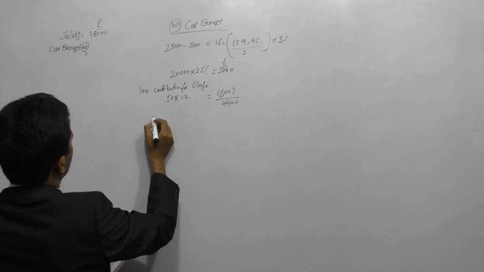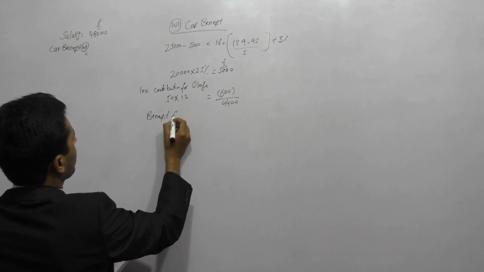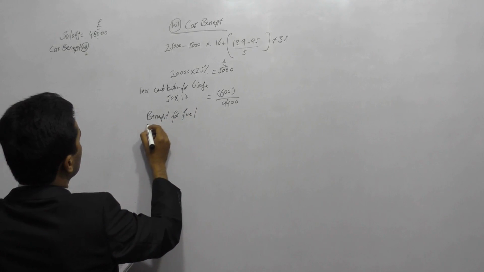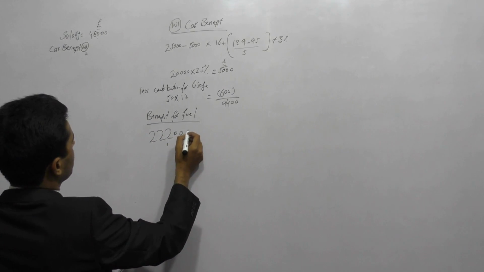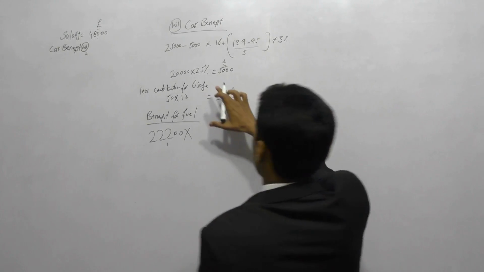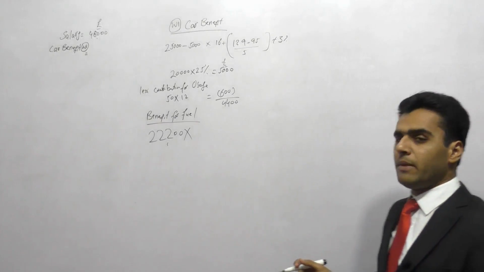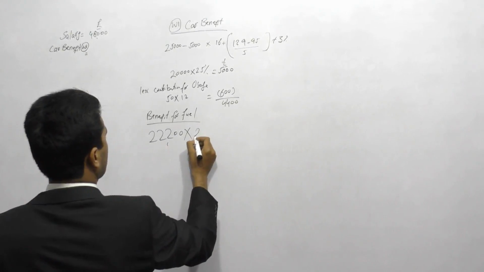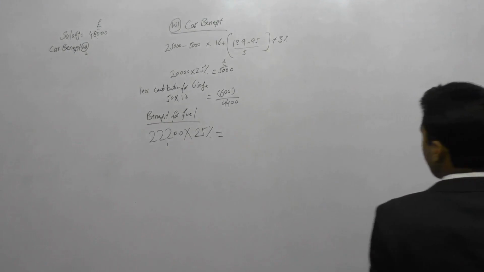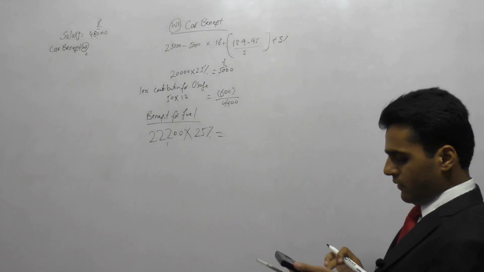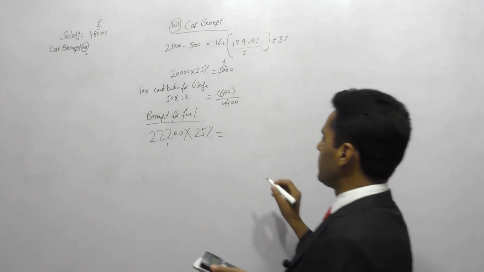Then what we have to do is we will also have to calculate the benefit of fuel. Now benefit for fuel is a standard amount which we have seen in the previous lecture. It is 22,200 into the same percentage which we have used there. Same percentage is 25% because we have already used it in the previous calculation while calculating the benefit of the car. So same percentage will apply here as well. So 22,200 into 25%.